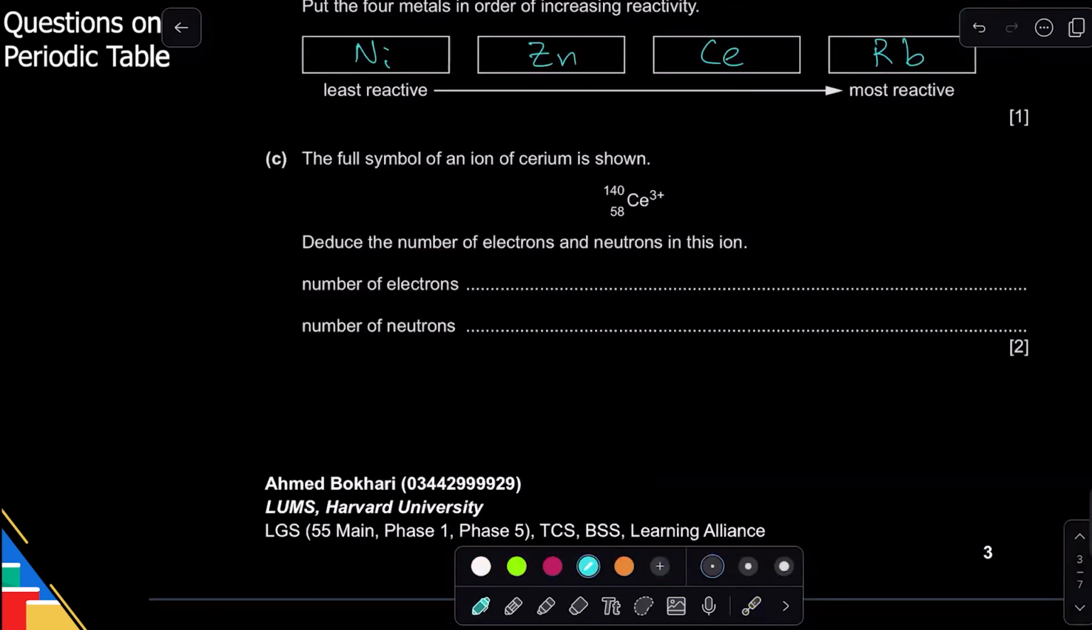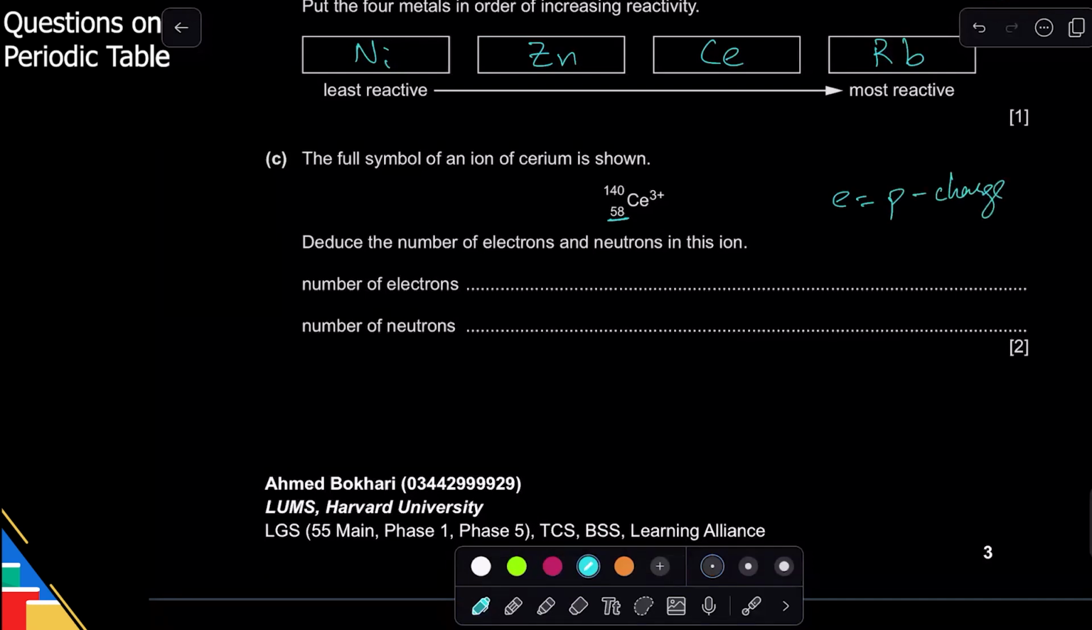The full symbol of an ion of cerium is shown. Deduce the number of electrons and neutrons in this ion. Okay, let's see. The number of electrons is the same as protons in an atom, but this is an ion. So since it is an ion, we will use the idea that protons subtracted from charge, protons minus charge. So electrons are protons minus charge.